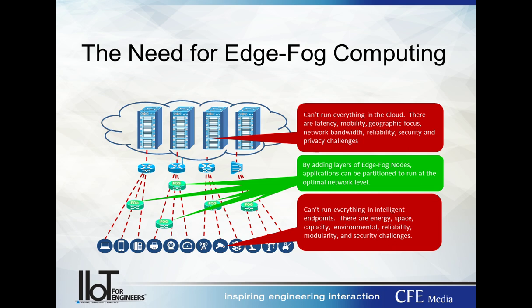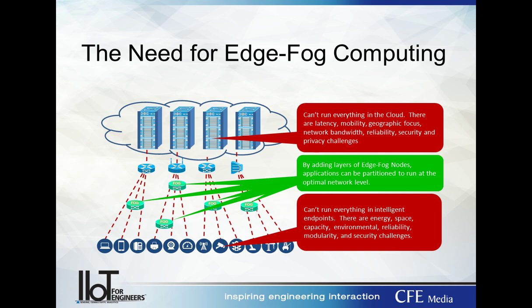Let's talk a little bit more about the need for doing this. Why wouldn't we run everything in the cloud if we could run everything in the cloud? Well, there are some reasons for that. So here we see it, the cloud can't really run everything because there might be problems with latency or the mobility of the endpoints might confuse the cloud or various kinds of geographic focus. The network bandwidth could be very expensive to backhaul things like 4K video surveillance camera feeds streaming back to the cloud. There might be reliability problems if the cloud fails or is under a DDoS attack, for example.